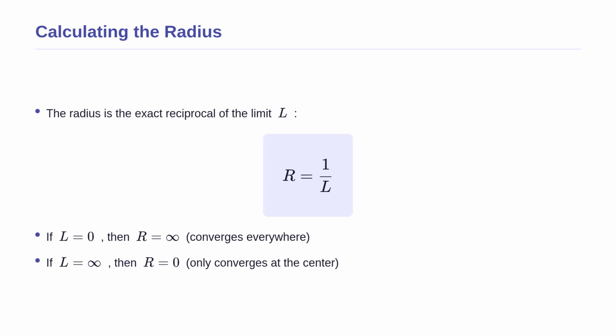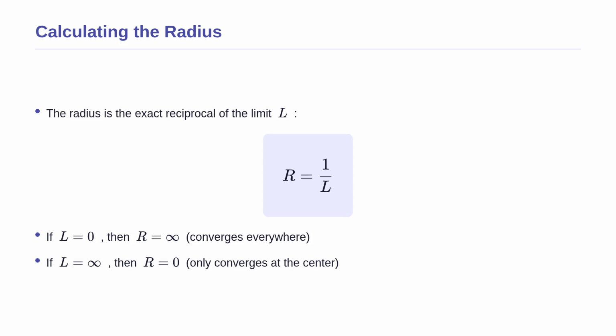Once we find that limit L, calculating the radius of convergence is incredibly simple. This formula tells us that the radius R is just the exact reciprocal of L. If L is a large number, R becomes very small, giving us a tiny, restrictive safe zone. If L is a tiny fraction, R becomes massive.